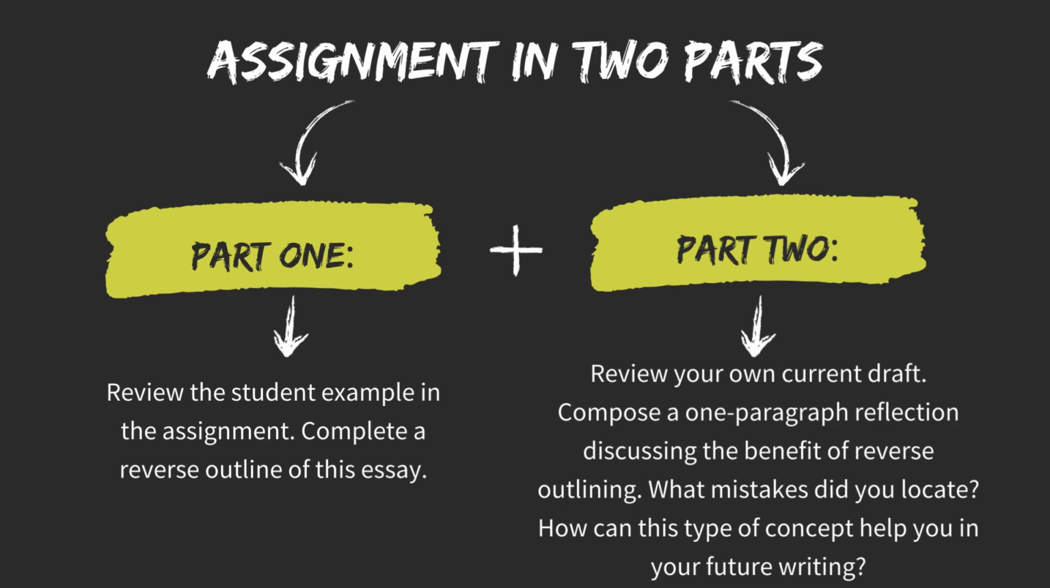Part 2 of your assignment, you're going to review the current draft of the paper you're currently writing. I want you to compose a 1-paragraph reflection discussing the benefit of reverse outlining. What mistakes did you locate as you went through your current draft and did a reverse outline? How can this type of concept or resource tool help you in your future writing in this class? How is it that reverse outlining is going to help you when you revise your papers or review your papers?